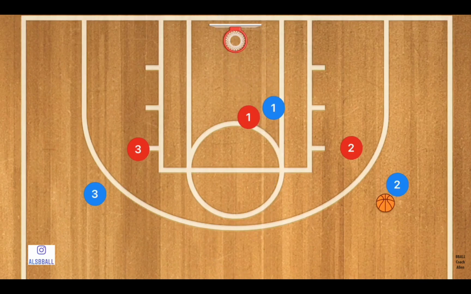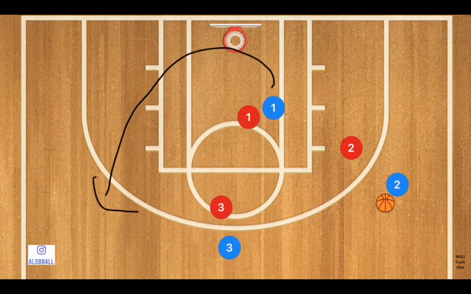So what's going to happen now is player 3 is going to fill that spot. Now he could also be open for a 3-point shot. And then player 1 is going to curl out and fill that empty spot on that far side.